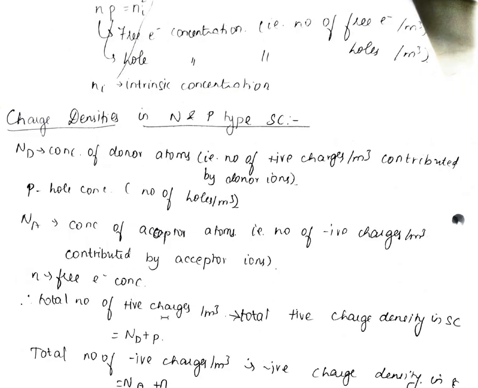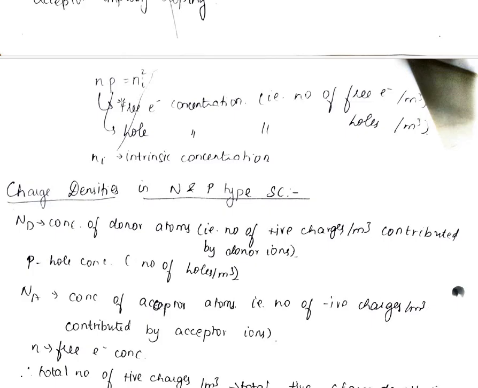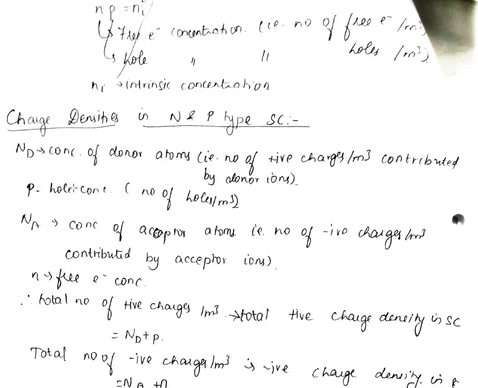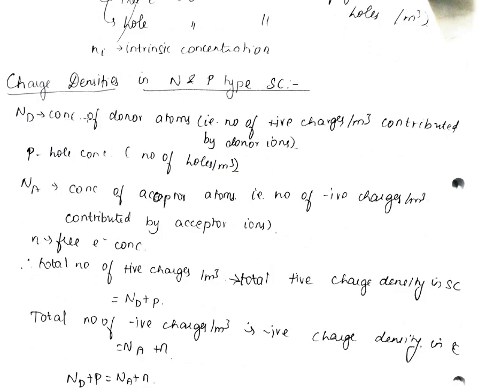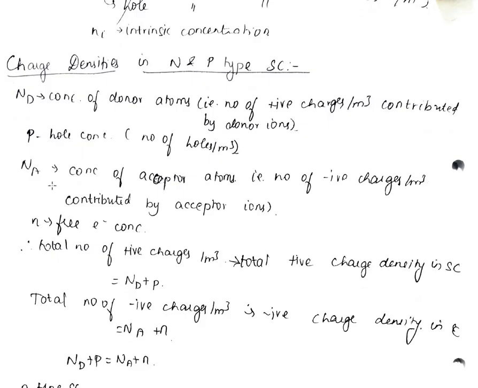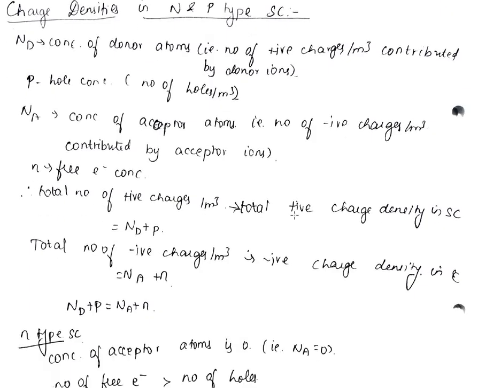Mass action law states that np equal to ni square. The number of free electrons into the number of holes is equal to the intrinsic carrier concentration square. For the charge densities in n and p type, take Nd as the concentration of donor atoms. That is, an electron is donated, so a positive charge is created, contributed by the donor ions. p is the hole concentration, number of holes per meter cube. Na is the concentration of acceptor atoms, that is, negative charges. When an acceptor atom accepts an electron, a negative ion is created, and n is the free electrons.